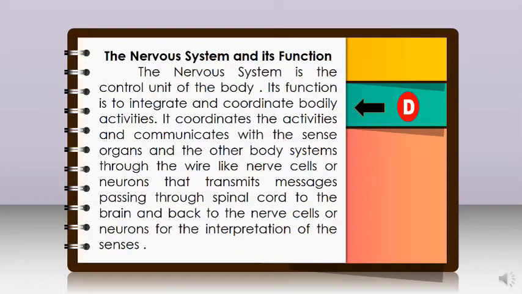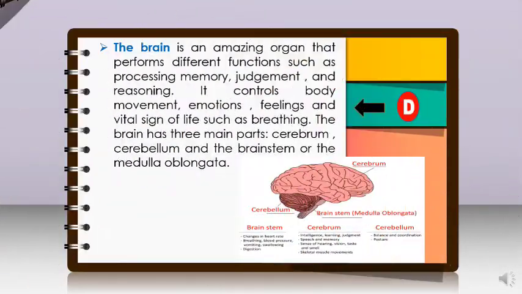The nervous system and its function. The nervous system is the control unit of the body. Its function is to integrate and coordinate bodily activities. It coordinates the activities and communicates with the sense organs and the other body systems through the wire-like nerve cells or neurons that transmit messages passing through the spinal cord to the brain and back to the nerve cells or neurons for the interpretation of the senses.